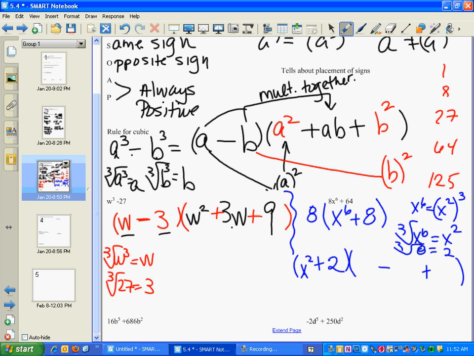What do I put in the middle? 2x squared. Okay, now, this spot here, we take x squared and we square it. So x to the 4th. Are you following this pattern? What's my last step? 2 squared, which is 4.